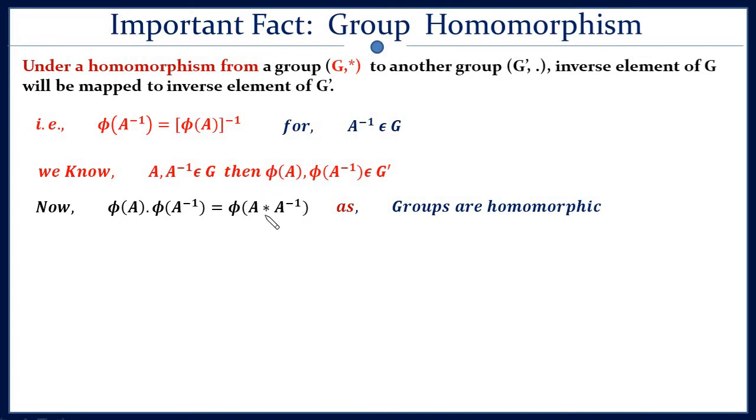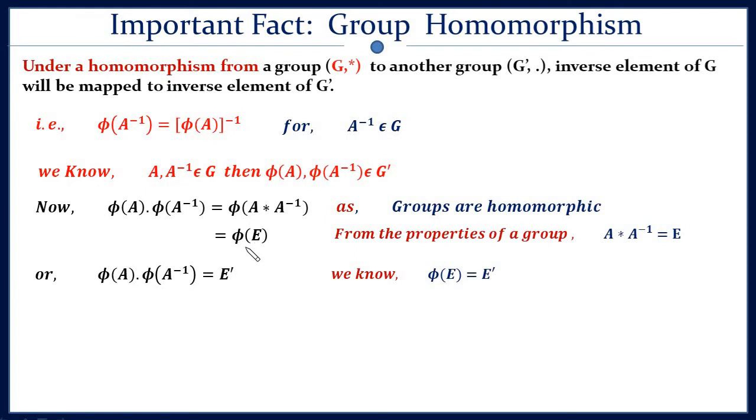Here star is the binary operation for the group G and dot is the binary operation for the group G prime. And this relation we can write because G and G prime are homomorphic. Okay. What is A star A inverse? This is E, where E is the identity element of group G. We know if you multiply any element with its inverse, the resultant element will be the identity element. Okay. This is the property of a group.